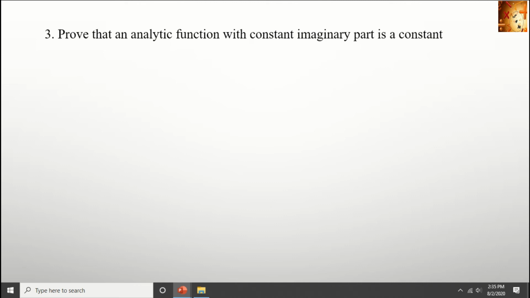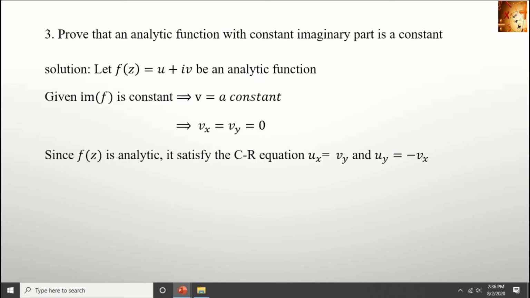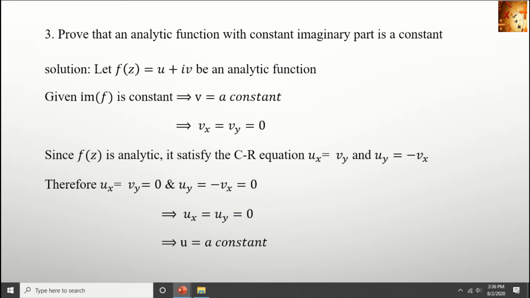Next result, prove that an analytic function with a constant imaginary part is a constant. The proof is similar to the previous one. Here the imaginary part is constant. So let f equal to u plus iv be the analytic function. Imaginary part is constant means v is a constant. v is a constant gives vx equal to vy equal to 0. And by Cauchy-Riemann equations, we get ux equal to uy equal to 0. So u is a constant, which means f equal to u plus iv is a constant function.